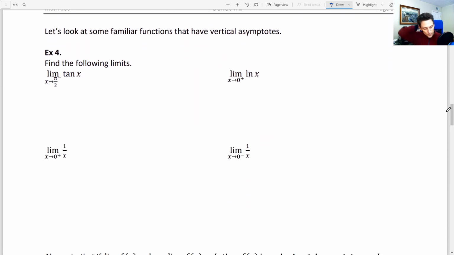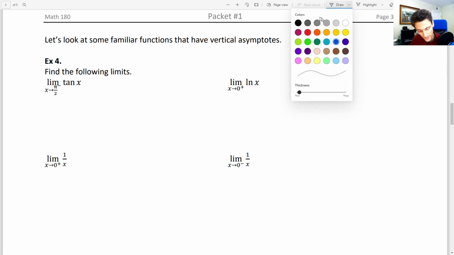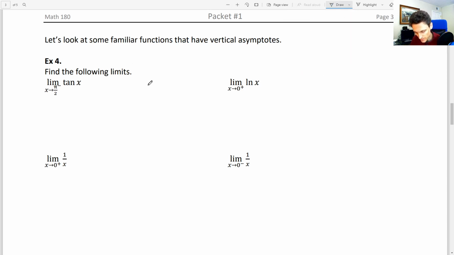Well, let's look at some familiar functions that have vertical asymptotes. In example 4, we're asked to find the following limits. Here we've got the limit as x approaches pi over 2 from the left of tan x. I think it really helps to have a visual understanding of what tangent looks like. So the first thing we want to do is draw a picture of tangent, and we can just do a quick little sketch.